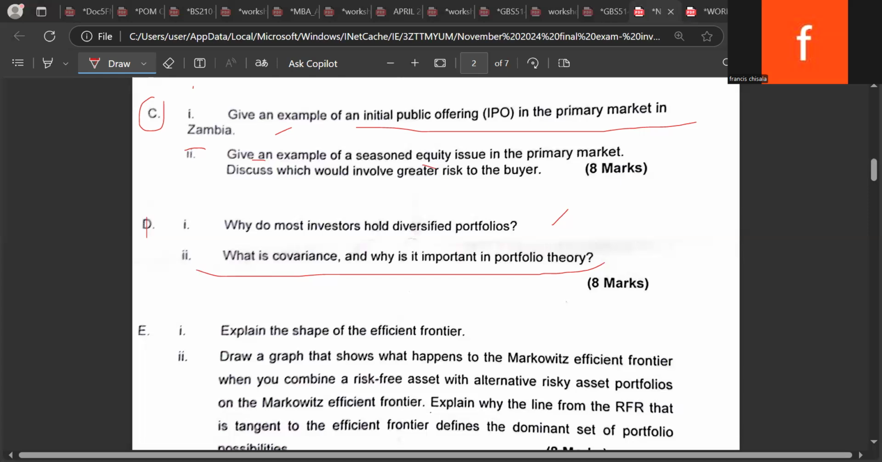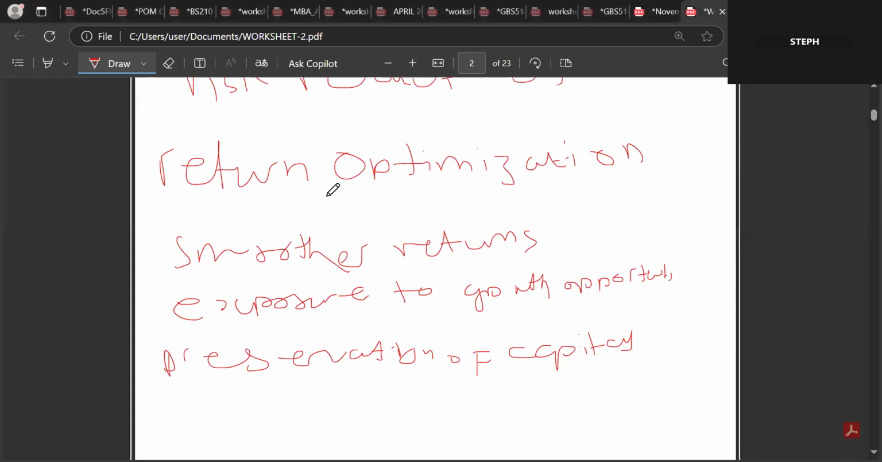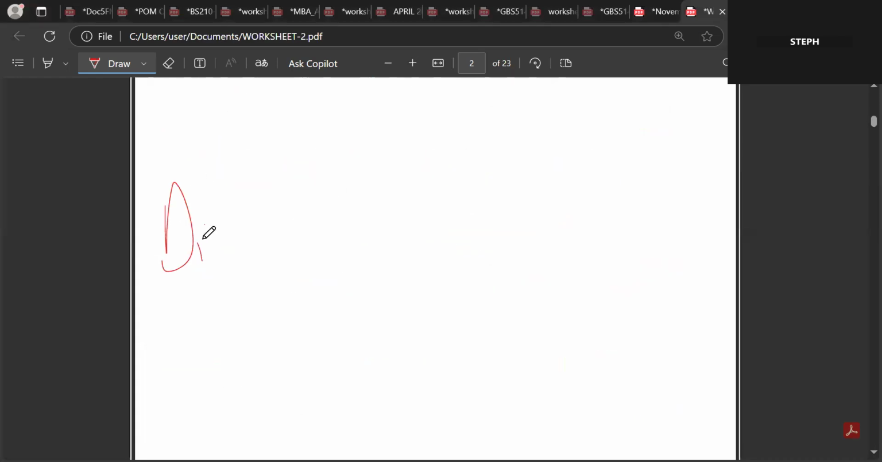So generally now, based on this, what's the importance of covariance in portfolio theory? Covariance helps us in our diversification effect.